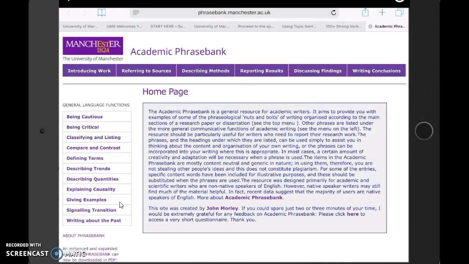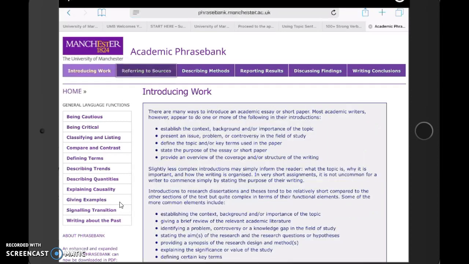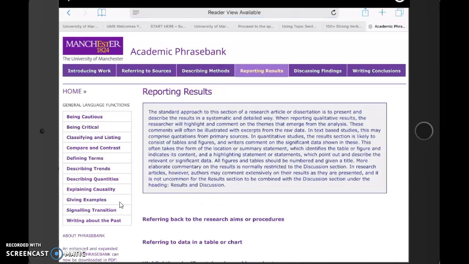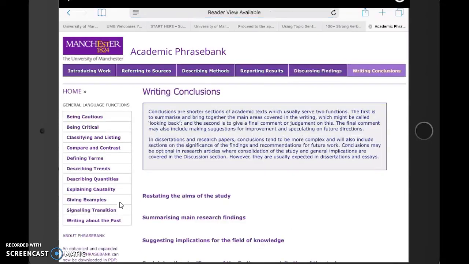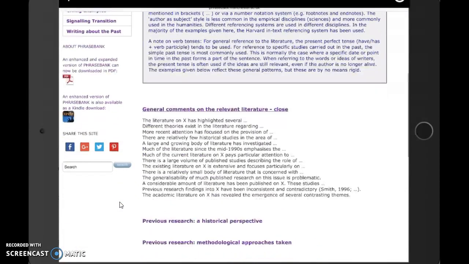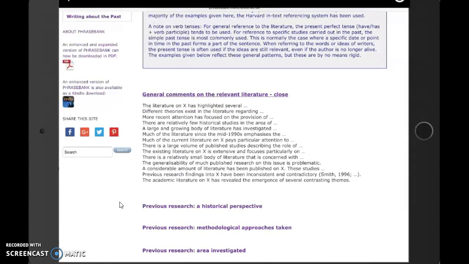So you have several options here on the top: introducing work, referring to sources. I'm clicking on these, so I'm going to go back to one in a second. Describing methods, reporting results, discussing findings, writing conclusions. So these give you phrase banks or phrases that are commonly used to do these things. So let's look at referring to sources. If you scroll down a little here, you'll see there are different categories. So let's click on general comments on the relevant literature. So here you see the literature on X has highlighted, several different theories exist in the literature regarding, more recent attention is focused on the provision of, and so on.